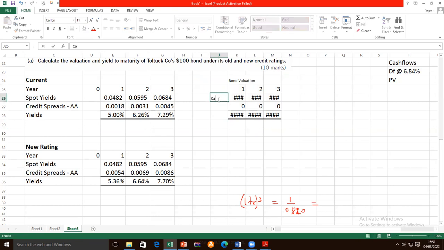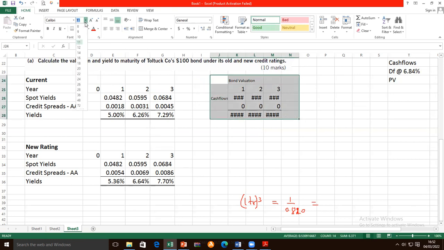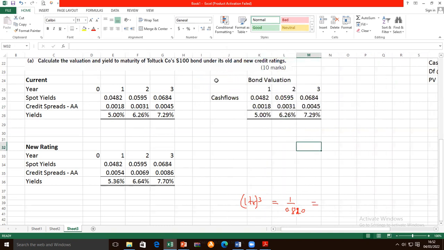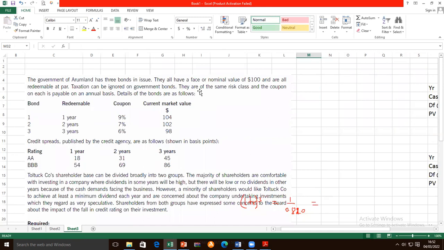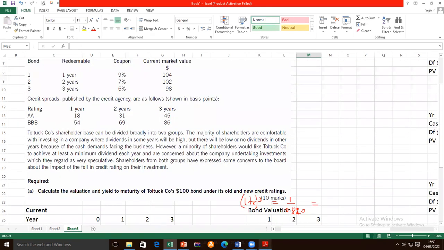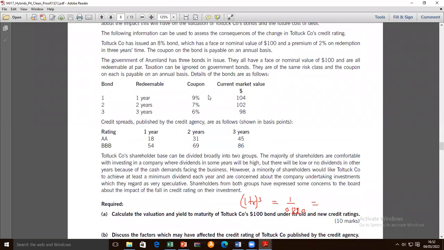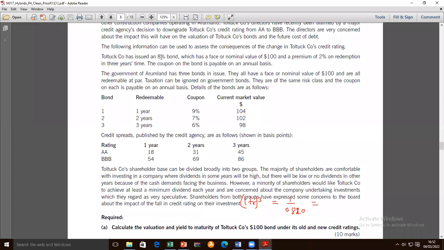What are the cash flows on our current bond? Can somebody please help us with the cash flows on the current bond? What's the coupon rate on the bonds that we have here? The company has got a bond. What are the coupon rates on the bond? Oh, I didn't capture that. Let's capture it here. 8% bonds, which has a face value of 100 and a premium of 2% on redemption in 3 years' time.